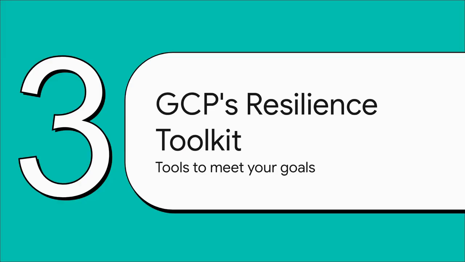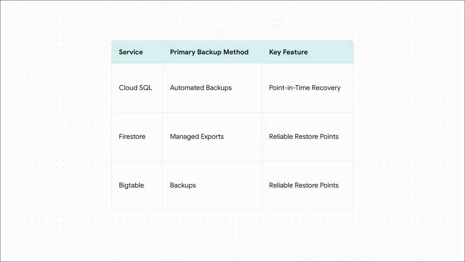Now we can finally talk about the fun stuff, the tools. Let's dig into GCP's resiliency toolkit and see how it actually helps us hit those RPO and RTO targets we just talked about. The cool thing is GCP gives you some seriously powerful backup tools right out of the box. So for something like Cloud SQL, your classic relational database, you get automated backups, which is great. But the real superstar here is something called point-in-time recovery, or PITR.